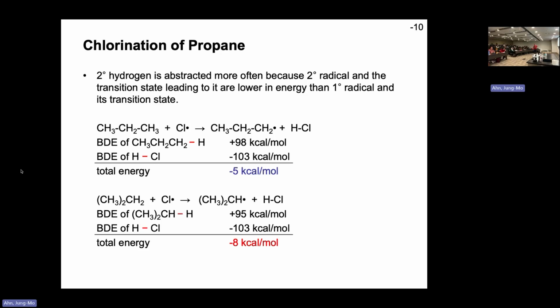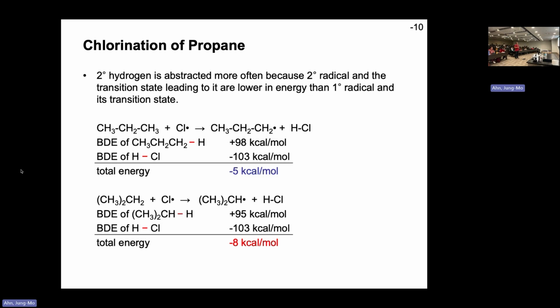This is the first propagation step only. We can still calculate the delta H, the enthalpy change of this step, by using the bond dissociation energies. So I hope that you pay attention to this.